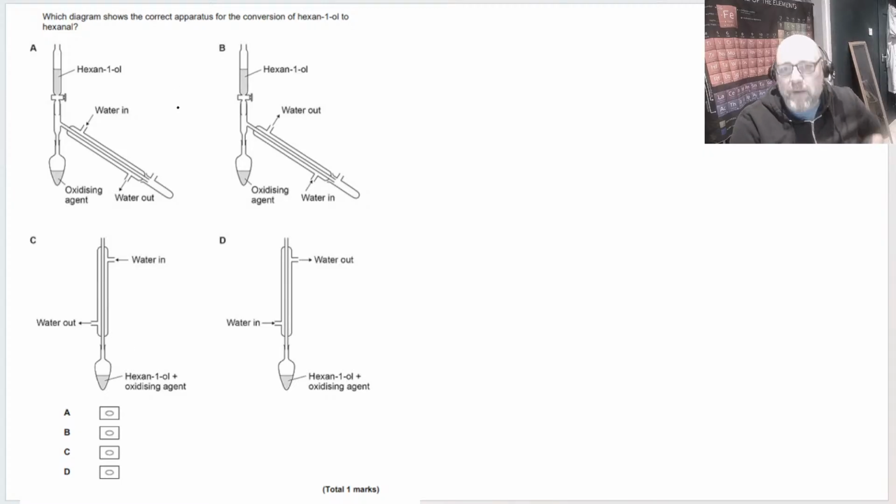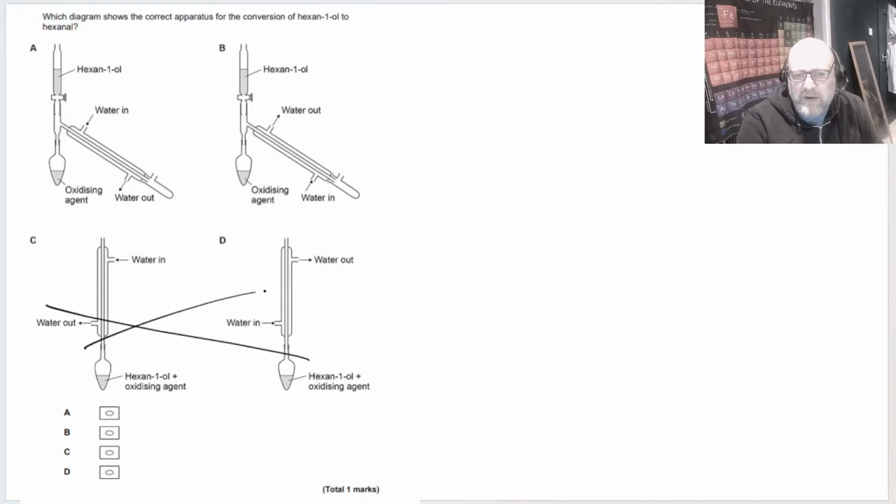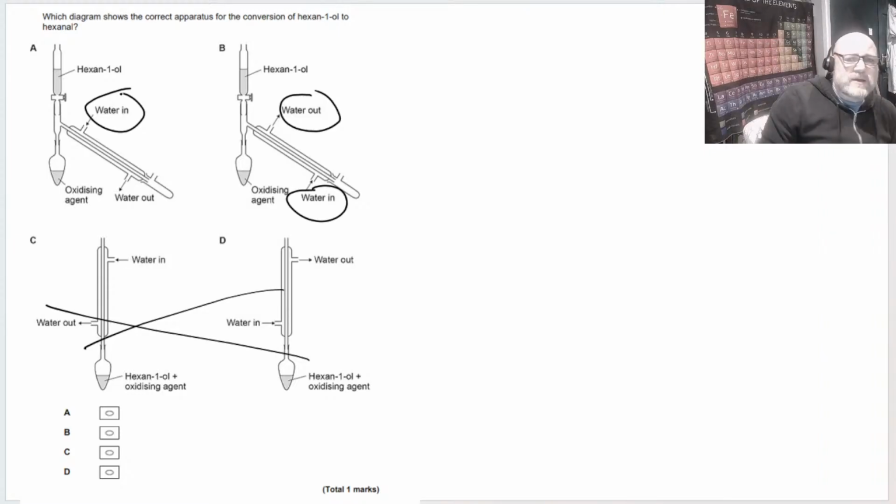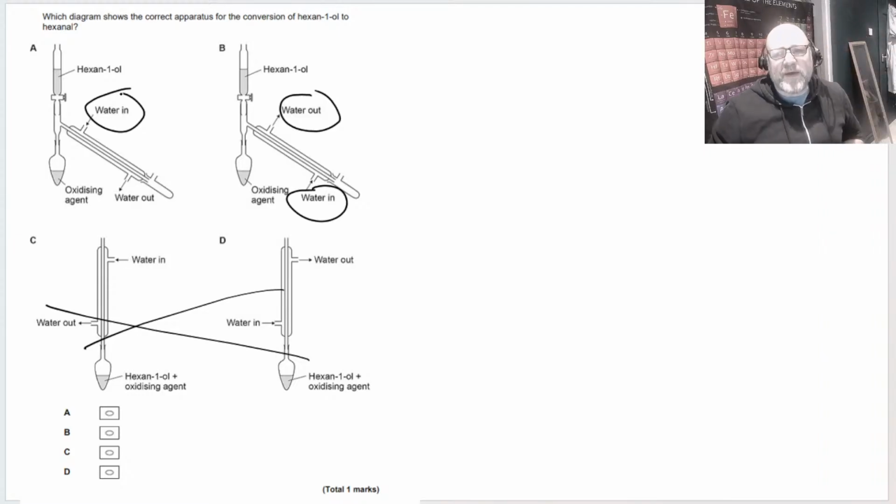So this is an aldehyde, so you cross those out because of course they're reflux. Then you do the water in, water out, and this one has got the water in the wrong place. That's what I'm saying. That's an AQA question. They're testing you on it, and there you go.